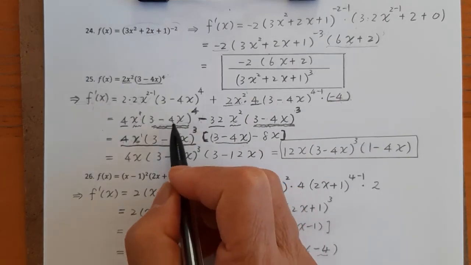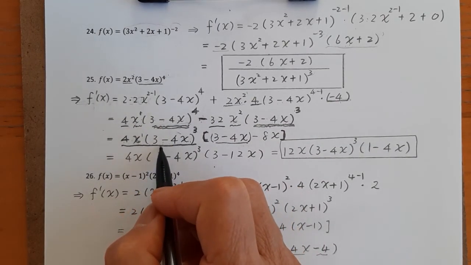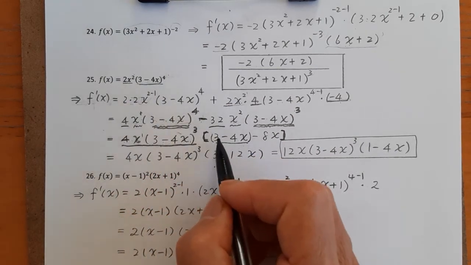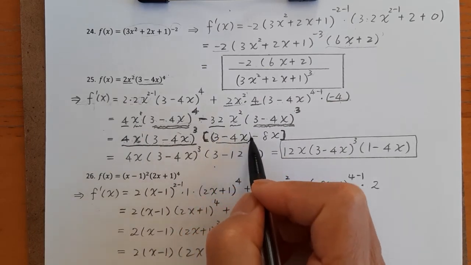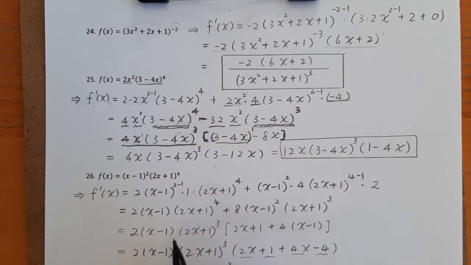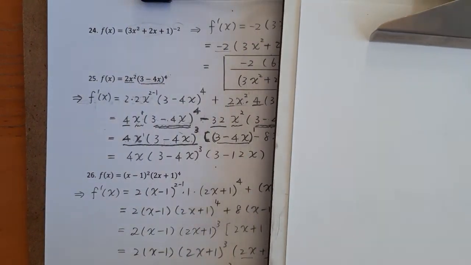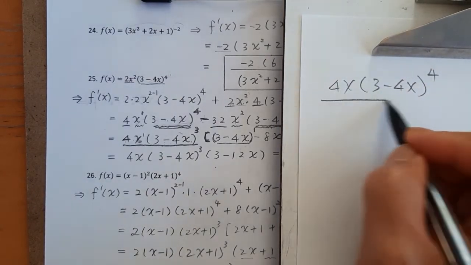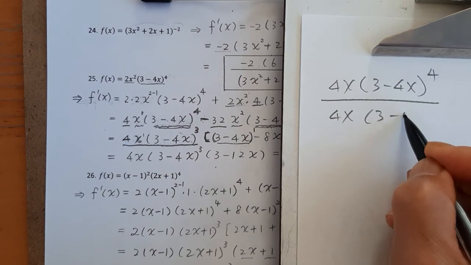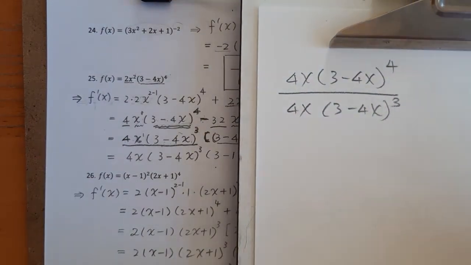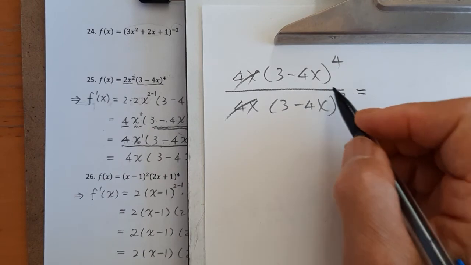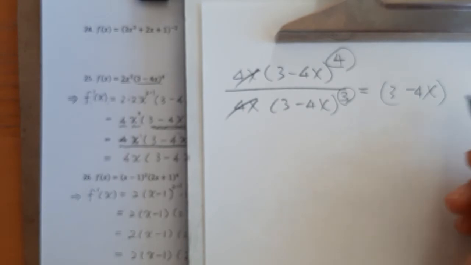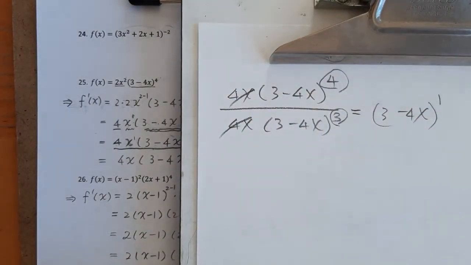Factor this out. So for this term, 4x goes out, 3 minus 4x to the power 3 goes out. Remain 3 minus 4x to the power 1. Or you can do this: 4x times 3 minus 4x to the power 4 divided by 4x times 3 minus 4x to the power 3. Divide, 4x cancels. And then subtract the exponents, same base 3 minus 4x, and 4 minus 3 is 1, to the power 1.